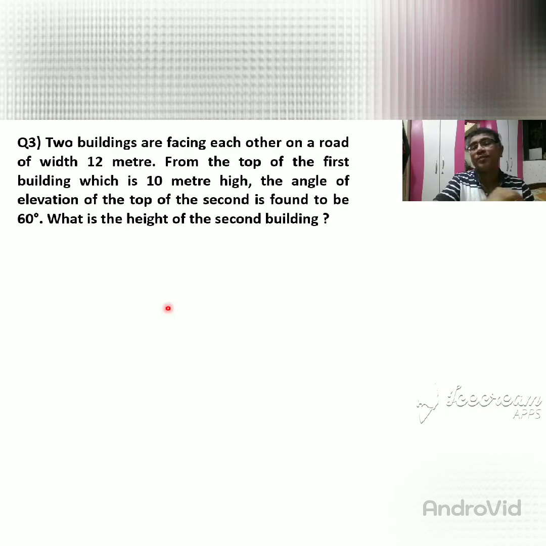Then this is the last problem in this lecture. Two buildings are facing each other on a road. Means there are two buildings, this building and this building. They are facing each other, and between them there is the road. Of width 12 meter. Means between this building and this building, that road is 12 meter. So that road width is 12 meter.